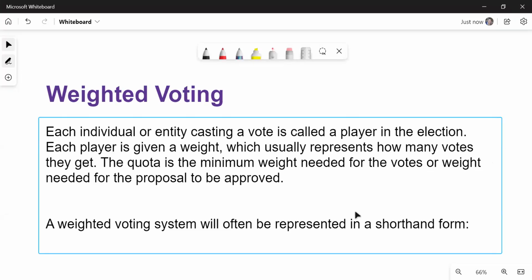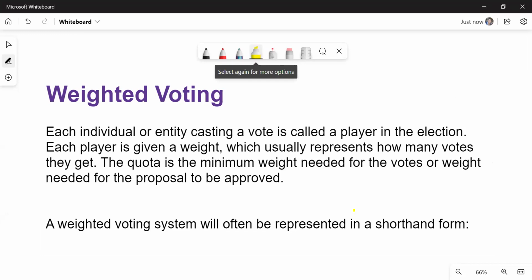In this video, we will take a look at weighted voting. In this topic, each individual or entity casting a vote is called a player. Kind of a funny word there, but that's what we're going to call them. Each player is given a weight, which represents how many votes they get.